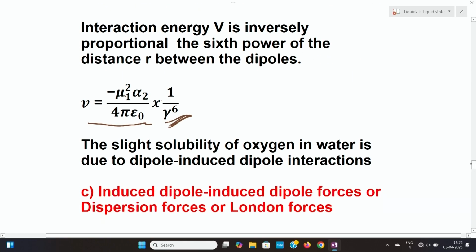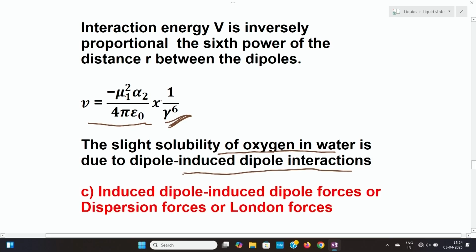The application is the slight solubility of oxygen in water, which is due to dipole-induced dipole interactions. So, the slight solubility of oxygen in water is due to dipole-induced dipole interactions. I hope you understood what dipole-induced dipole interactions in liquids are.